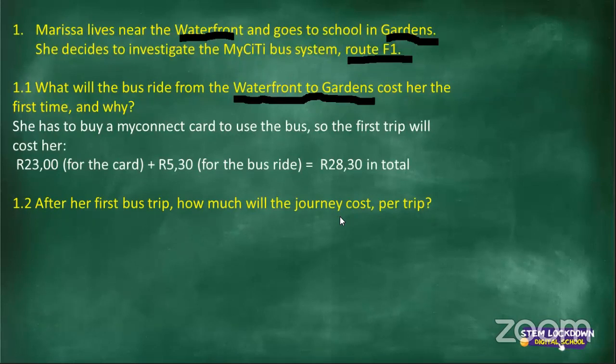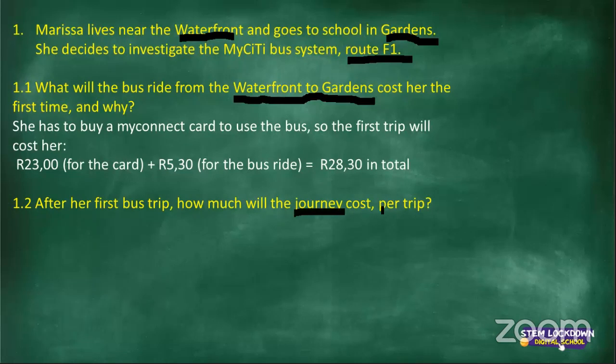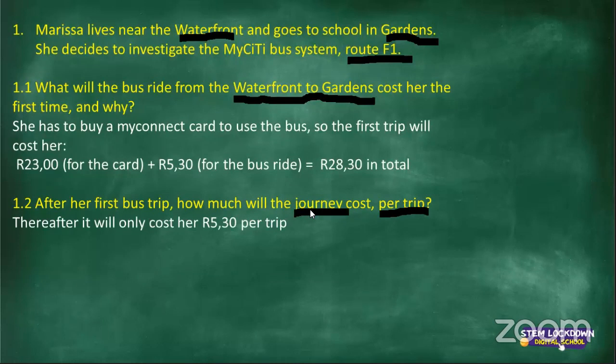Now, going forward, she has the card. She'll only be paying for the route. Then question 2: after her first bus trip, how much will the journey cost per trip? The keyword again is journey per trip. We are now taking it as if she's going to Gardens, and then we also want to know what it will cost her to go from Gardens back to the waterfront. So the journey here means, for each trip, how much will it cost her?